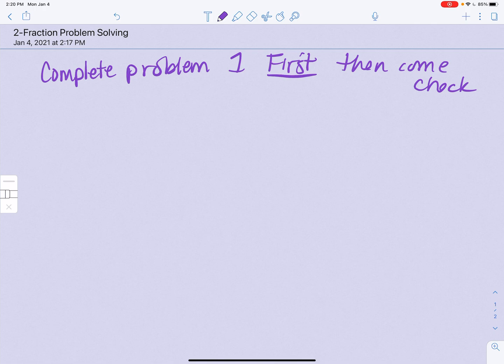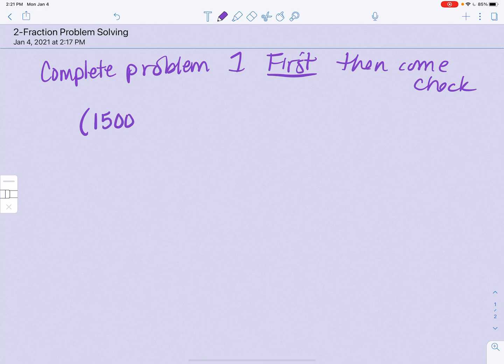Okay. So if you get here, scroll to see if your answer is right, and then if it's wrong, you need to backspace up and figure out where you went wrong. So the problem is 1,500, the comma should have been there, times 1/3 times 2/5.